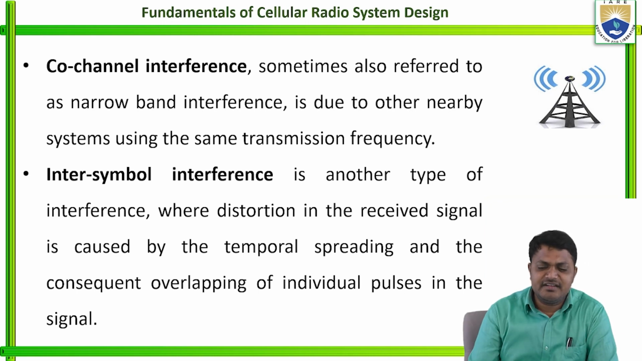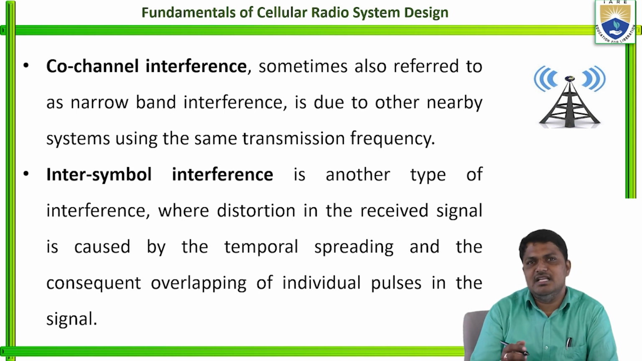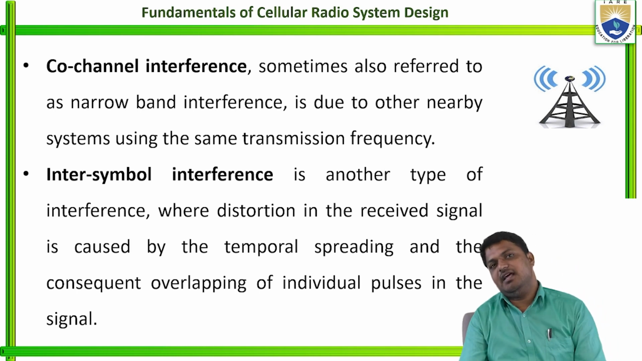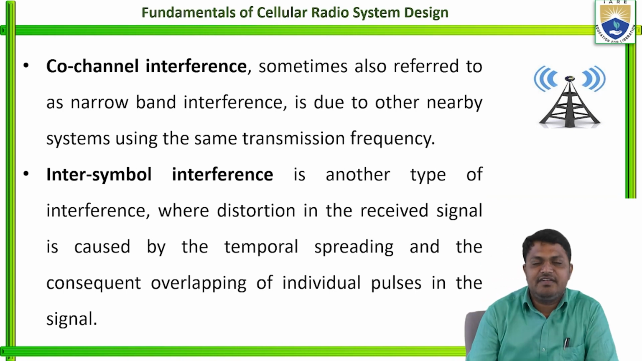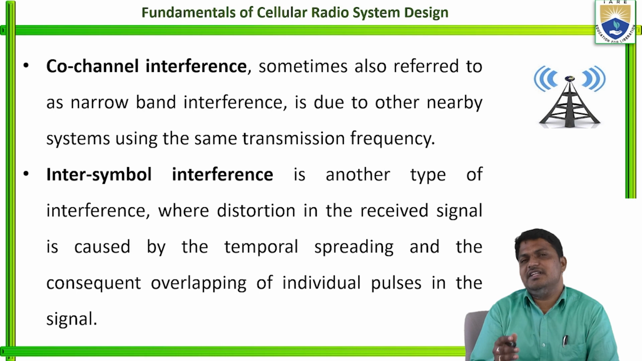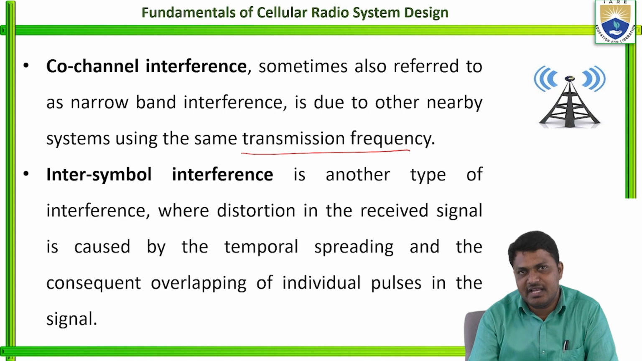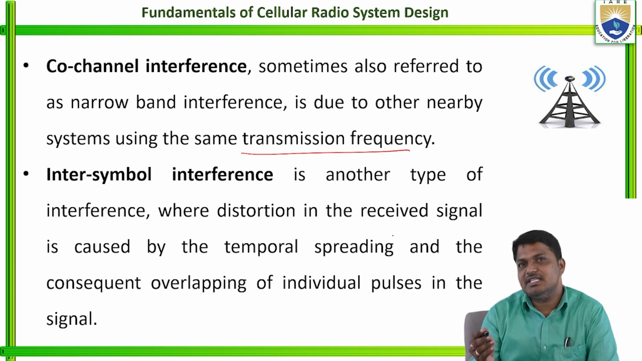Next, intersymbol interference is also one type of interference, where the distortion in the received signal is caused by the temporal spreading and the consequent overlapping of individual pulses in the signal. This is co-channel interference as well as intersymbol interference. Co-channel interference is also called narrow band interference, which is due to a nearby system using the same transmission frequency. Intersymbol interference is the interference due to the distortion in the received signal.